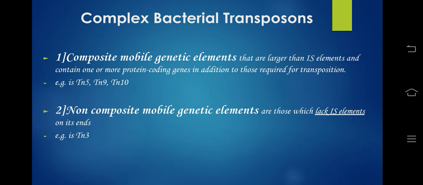Then complex bacterial transposons. Composite mobile genetic elements are larger than IS elements and contain one or more protein coding genes in addition to those required for transposition. Non-composite mobile genetic elements are those which lack IS elements on their ends.